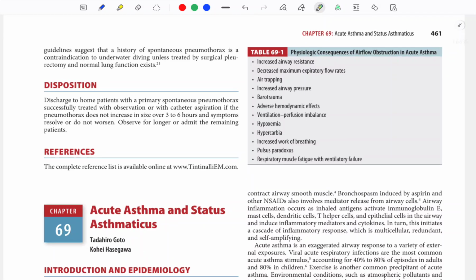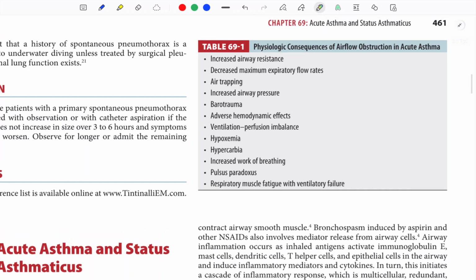Now coming to asthma. In asthma there is increased airway resistance and there is expiratory limitation. So the expiratory flow is less, causing air trapping, increased airway pressure called auto-PEEP. This pressure leads to barotrauma, and this increased pressure will reduce the venous filling of the heart, causing adverse hemodynamic effects. There will be VQ mismatch because ventilation is not happening properly, air trapping is occurring. There will be hypoxemia, hypercarbia, increased work of breathing. There will be pulsus paradoxus and respiratory muscle fatigue will occur.